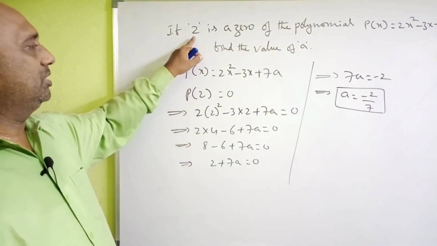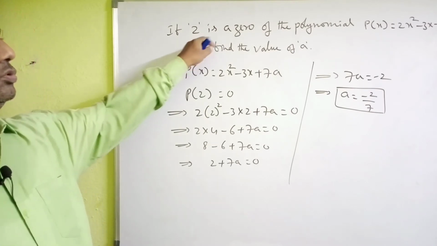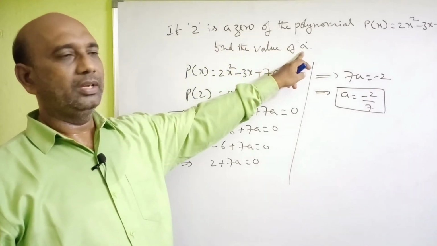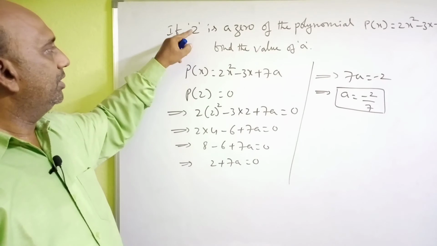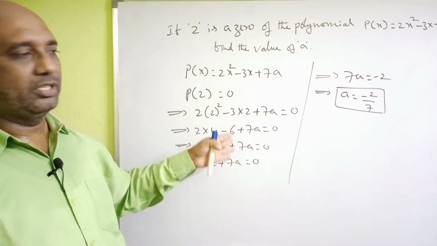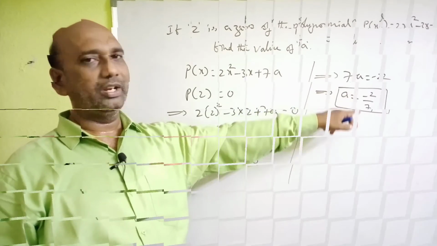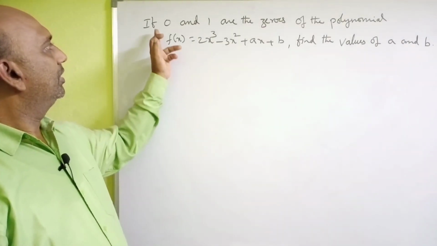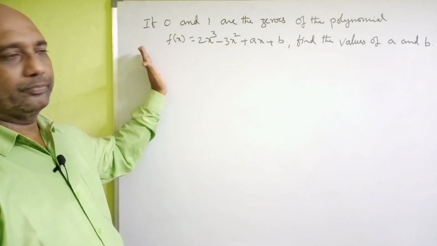Given 2 is the 0 of the polynomial and he asked to find the value of a. That's why we substituted 2 in place of x and taken equal to 0 and proceeded. So we got a is equal to minus 2 by 7. Let us see one more example. This is also very important sum.